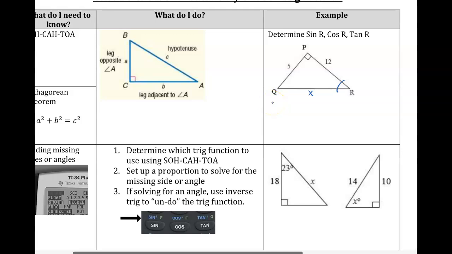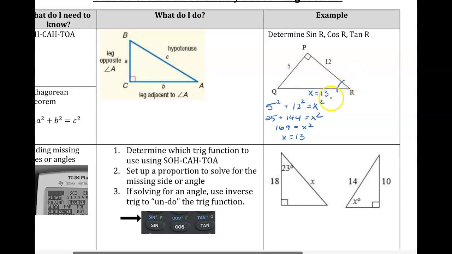So when I do my a squared plus b squared equals c squared, I'm going to take the sum of the squares of the two legs. It always has to equal the hypotenuse squared. So 5 squared gives us 25. 12 squared gives us 144, equaling x squared. Adding those together, we get 169 equals x squared. Square rooting both sides, we get x equals 13 for our third side.